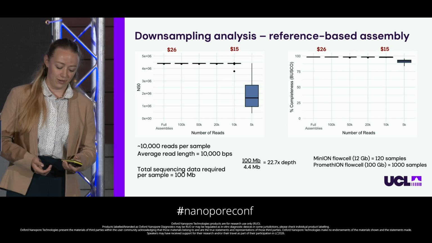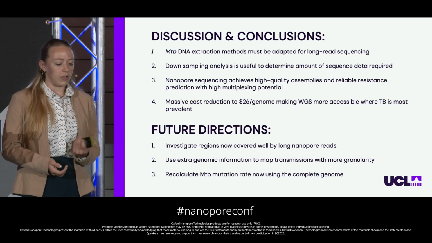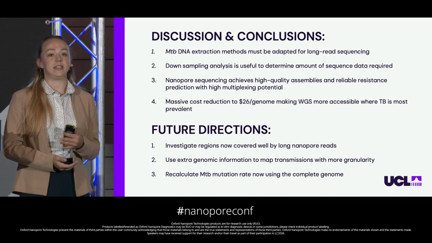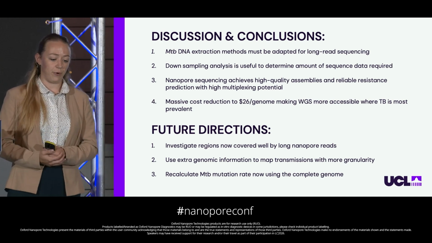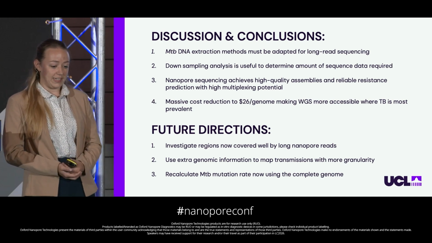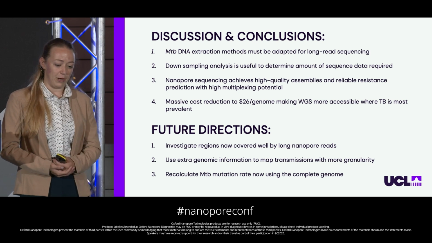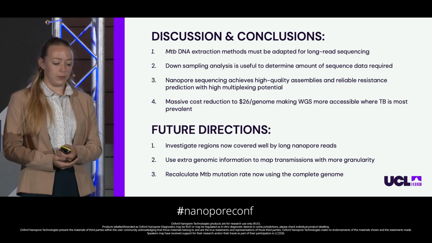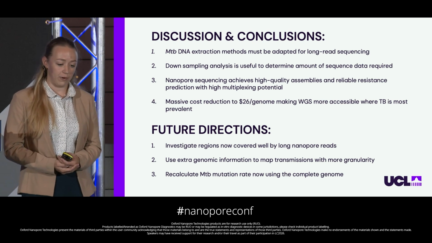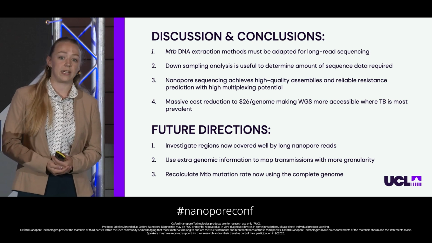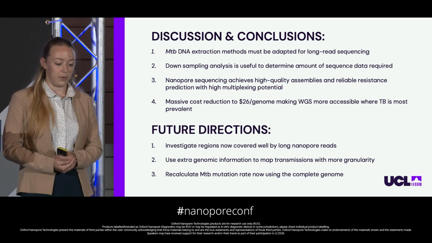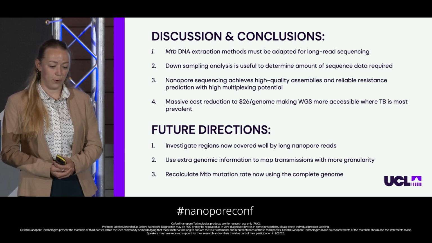So in conclusion, it's clear that MTB DNA extraction pipelines must be adapted for any long-read sequencing approach. Downsampling analysis is key for determining the amount of sequencing data you require. And we've proved that nanopore sequencing can achieve high-quality assemblies and reliable resistance prediction with high multiplexing potential. And we presented a massive cost reduction down to $26 per genome, which makes whole genome sequencing more accessible where TB is most prevalent.